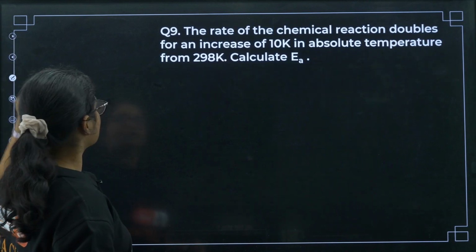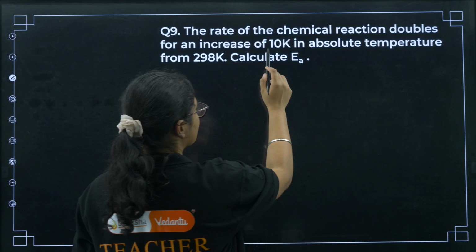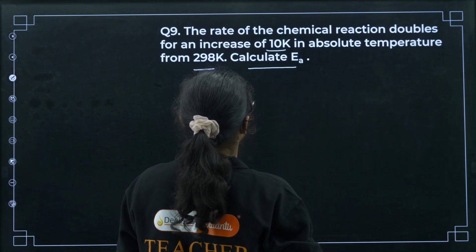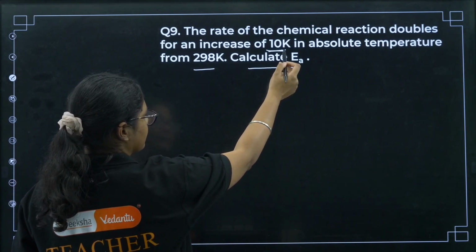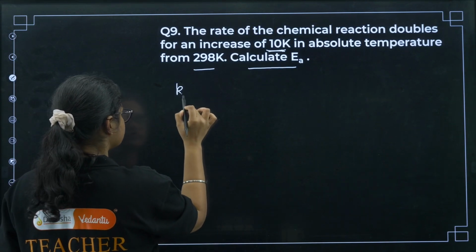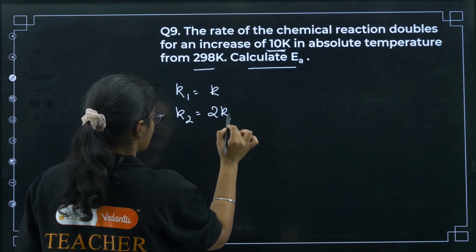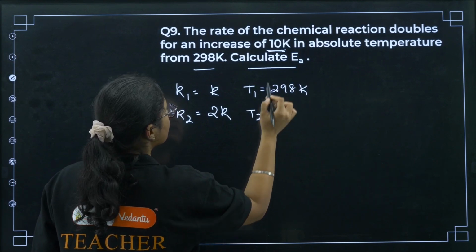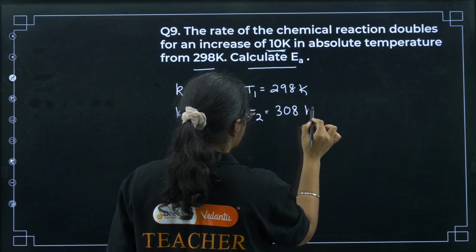Now coming to question number 9. The rate of the chemical reaction doubles for an increase of 10 K in absolute temperature from 298 Kelvin. Calculate the EA. Okay, so the question is saying that if you increase the temperature by 10 K, then the rate of the reaction also doubles. So I can say that suppose K1 value is K, then K2 value will be 2K, and at this temperature T1 is 298 Kelvin, and T2 will be an increase of 10 K, which means 298 plus 10 will be 308 K.